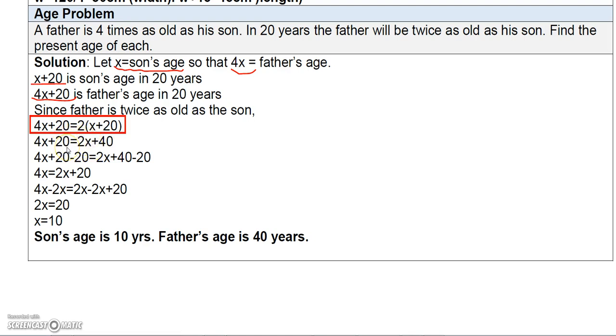So now we play our game: subtract 20 away from both sides so that the 20s cancel over here, and then over here 40 minus 20 is 20. So I get 2x plus 20 on the right-hand side, and then I just have 4x on the left.